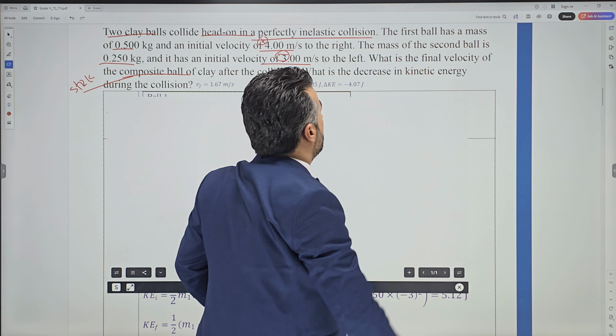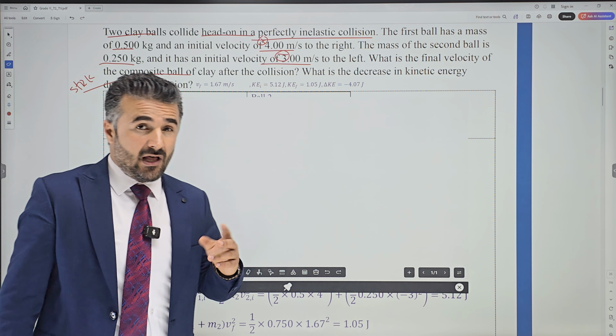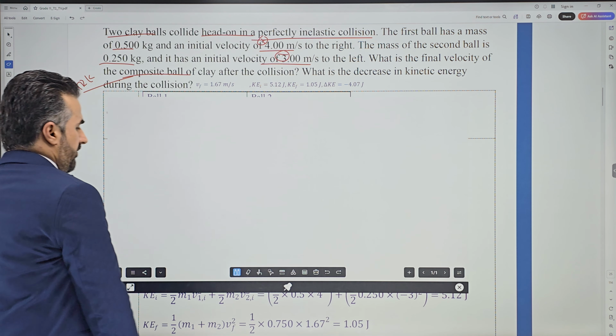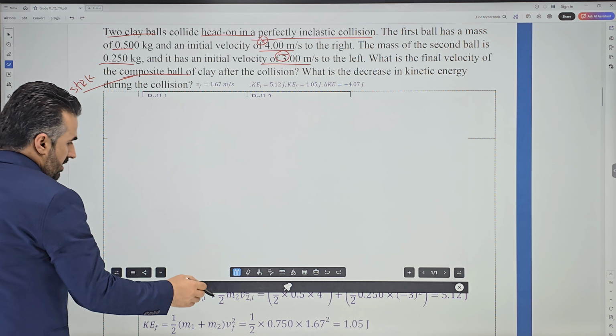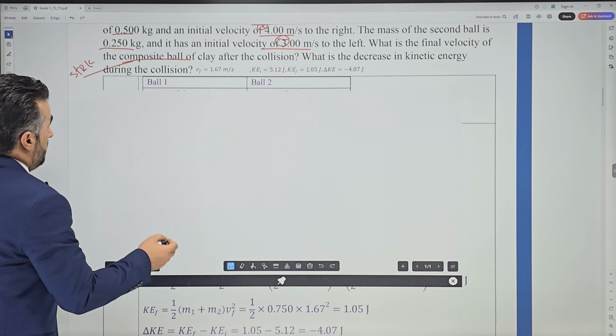What is the decrease in kinetic energy? You have to find the final velocity first, and after that you'll have to find the change in kinetic energy as well. So how do we do this? First of all, you'll have to write what is given into a table like this.